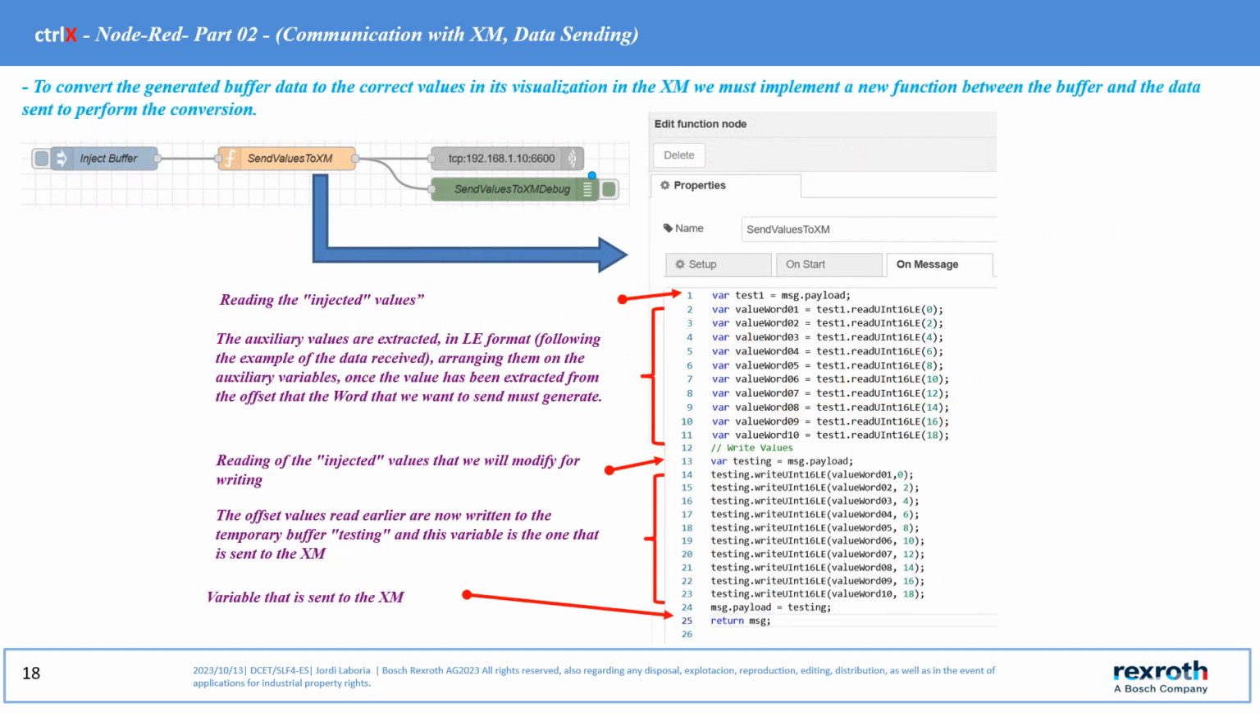For the conversion of values and structuring the order of the bytes, we will use a function that works in two parts. The first part reads the buffer structure and replaces the bytes with the readUInt16LE instruction according to the offset. Then these already adjusted values are written on the output message payload and prepared to be sent correctly.